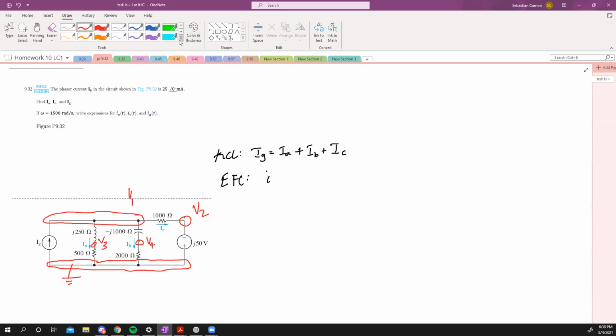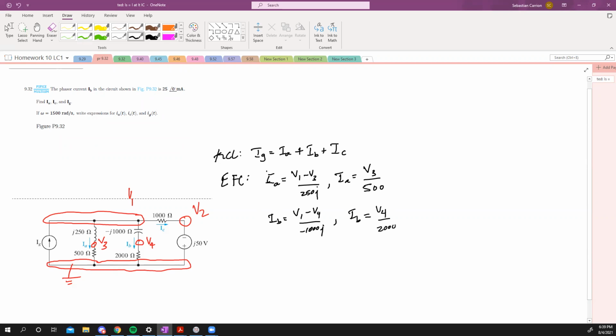Now we can write our equations. IA is equal to V1 minus V3 over 250J. IA again is V3 minus 0 over 500. IB is equal to V1 minus V4 over negative 1000J. IB is also equal to V4 over 2000.